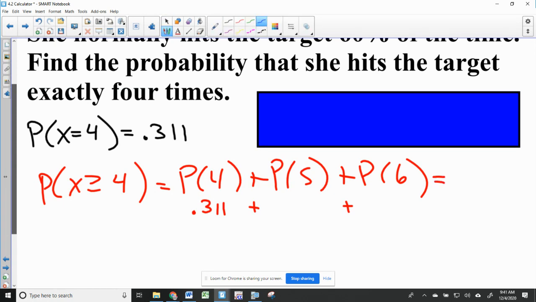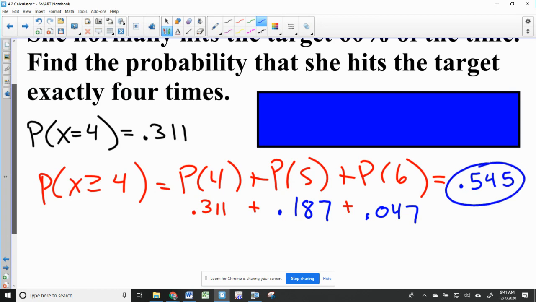Find what 5 and 6 is, or use your calculator to do 5 or 6. Either way. Binomial PDF. Did anybody find 5? 0.5, or just 1.5? Just 5. 1.876. 0.047. So if you add them up, you get 0.545. Okay.